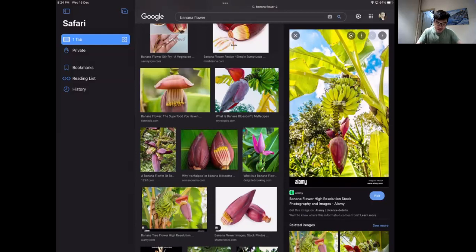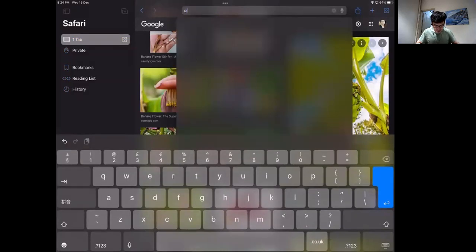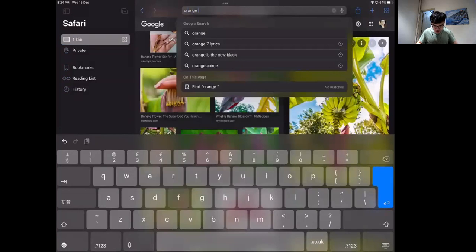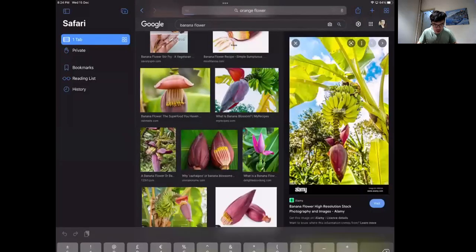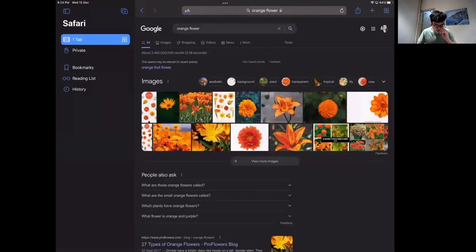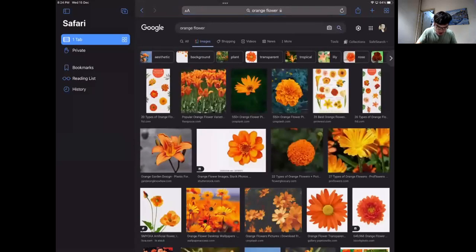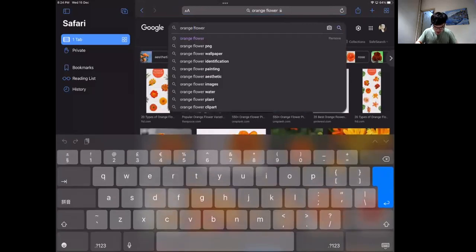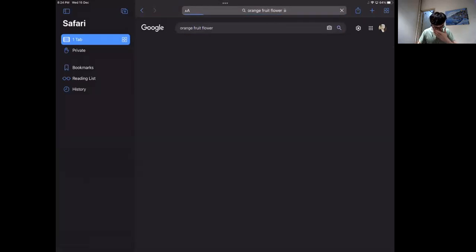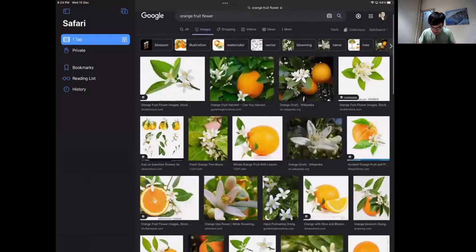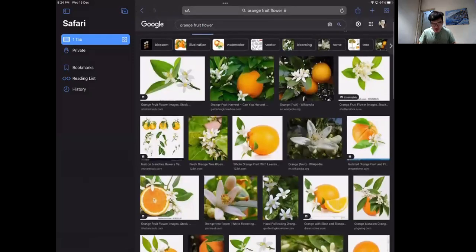Okay, even orange. One of our favorite flowers is orange flower. Okay, we have never seen this before. I have never seen this before. Why are they showing me orange color flower? Orange fruit flower, sorry. But of course, orange has many types. You have tangerine, you have mandarin orange, and so on. They look like this.